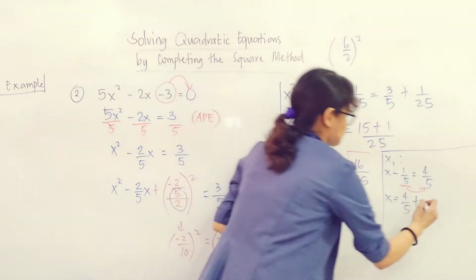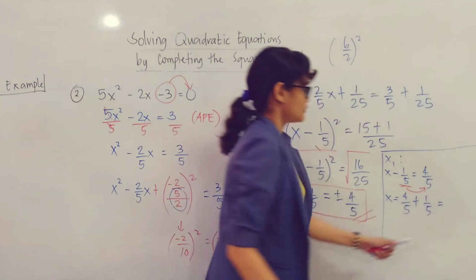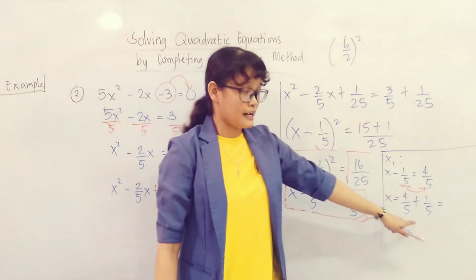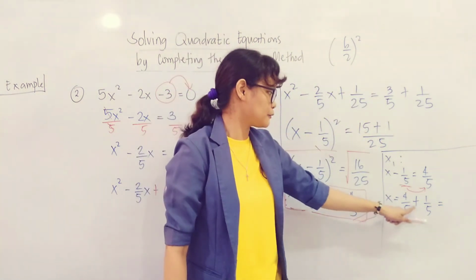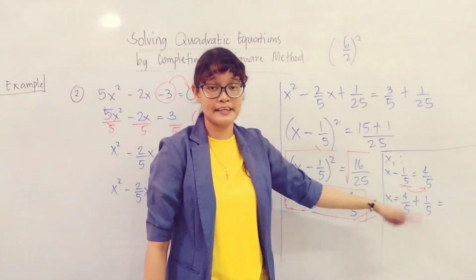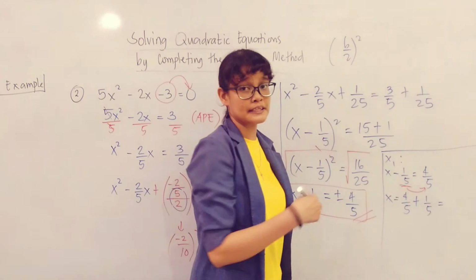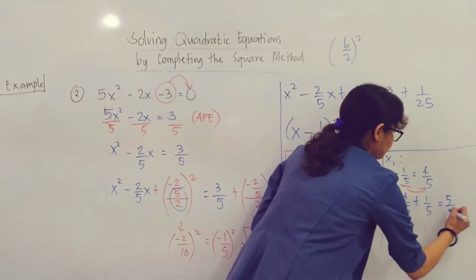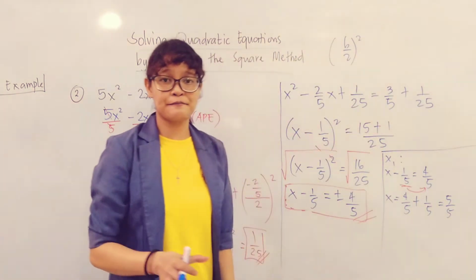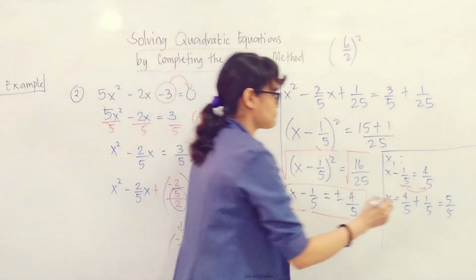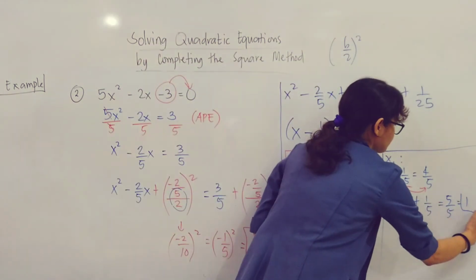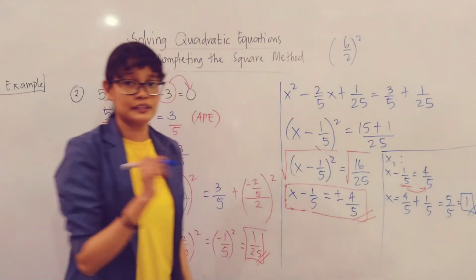1 over 5. Okay, so wala tayong problema dyan dahil similar fractions na yan. So all we have to do is just to add the numerator and then copy the denominator and just simplify after. So 4 plus 1 is equal to 5 and 5 divided by 5 is equal to 1. So therefore the first root of the given quadratic equation is 1.